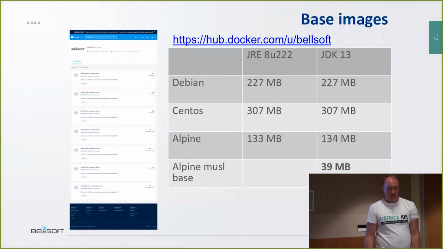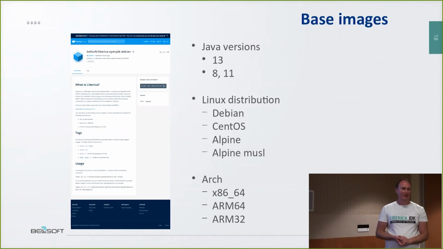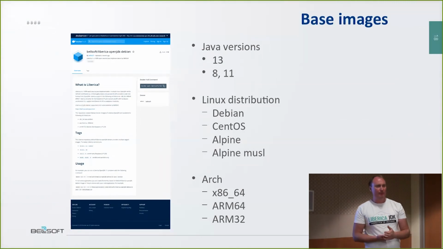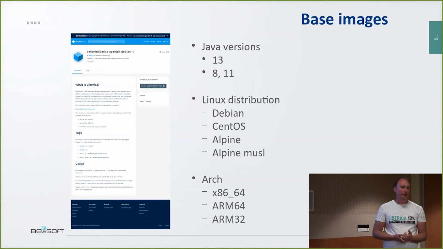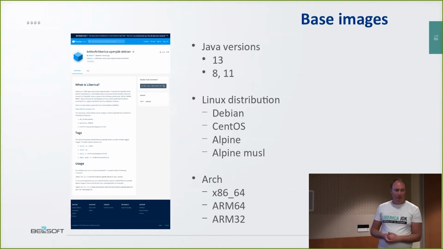What other images are there? Java versions like 8, 9, 10, 11, 12, 13. Everything is there. Free Linux flavors plus, so Alpine, CentOS, and others. And Alpine may be just Alpine or alpine-musl. And a few architectures, ARM and x86 of course, and we also have images for Windows Server, which are also kind of Linux but special.